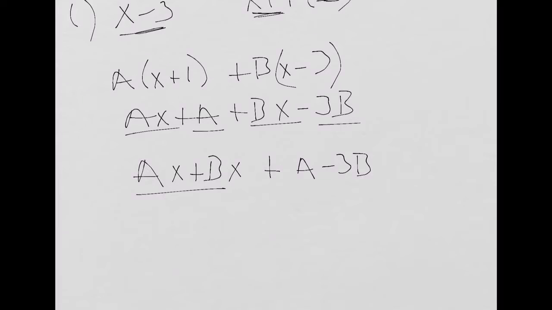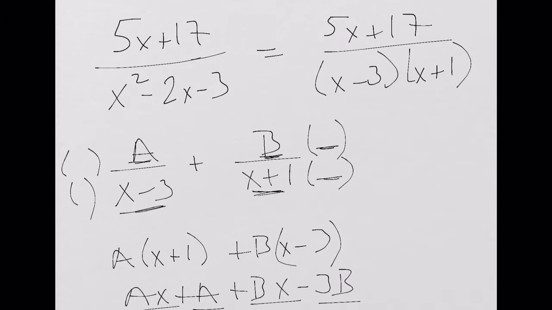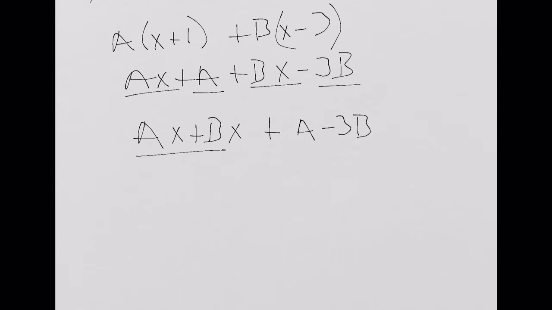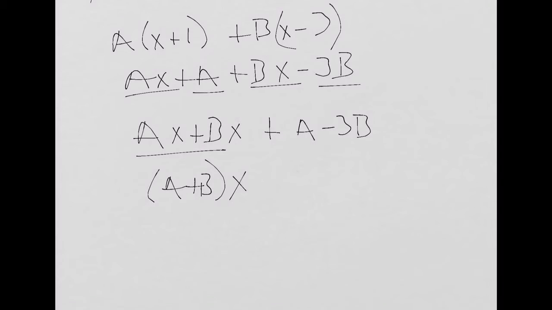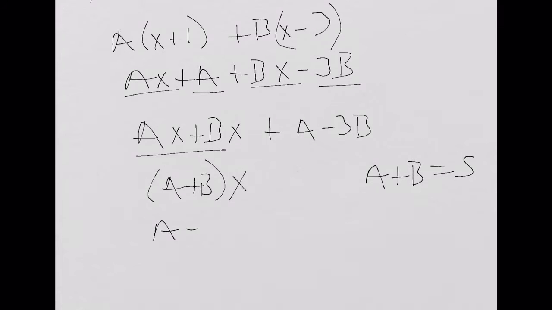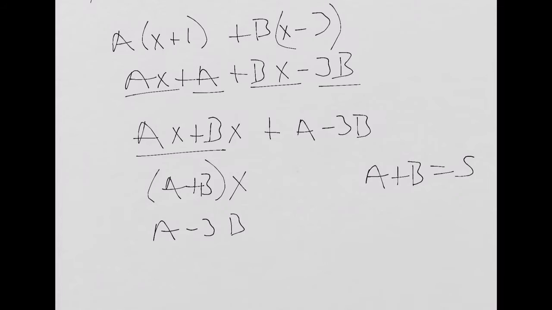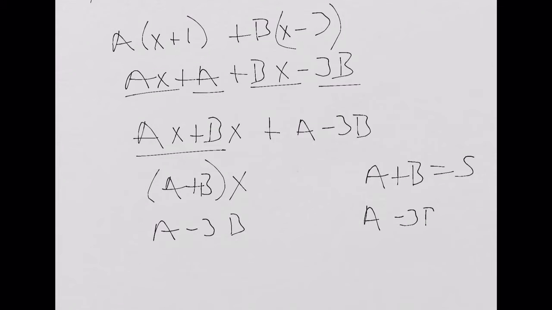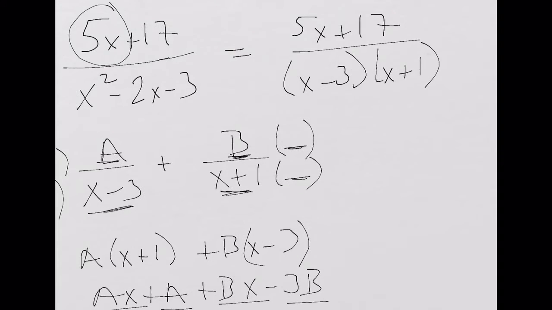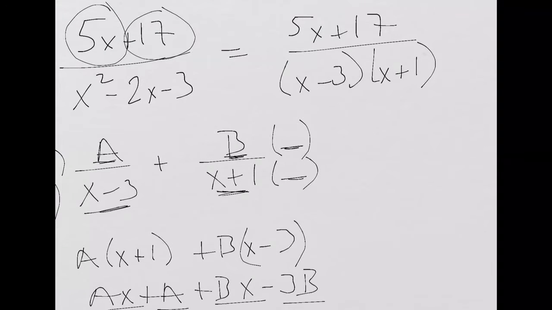So ax plus bx needs to be equivalent to 5x, right? So that means that a plus b times x, a plus b needs to be equal to 5. I also have this a minus 3b, and I know that a minus 3b needs to be equal to this 17.